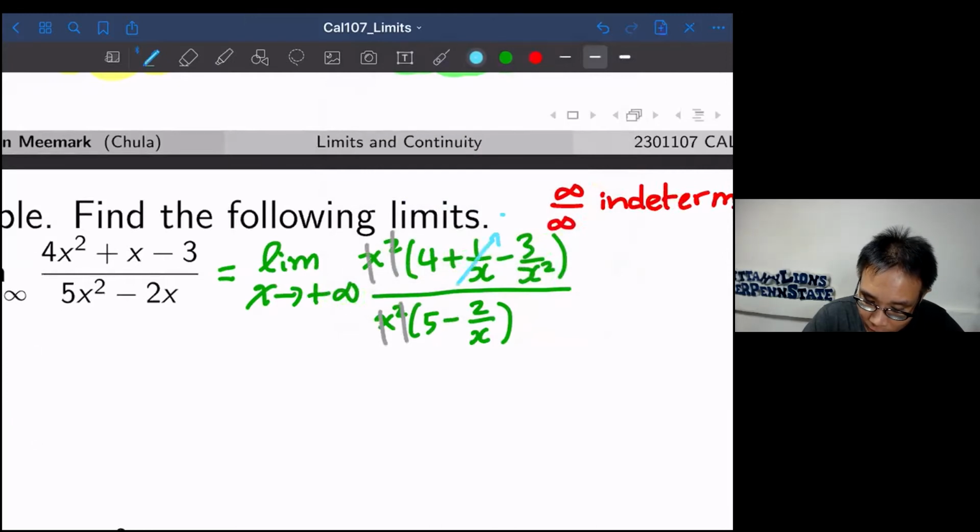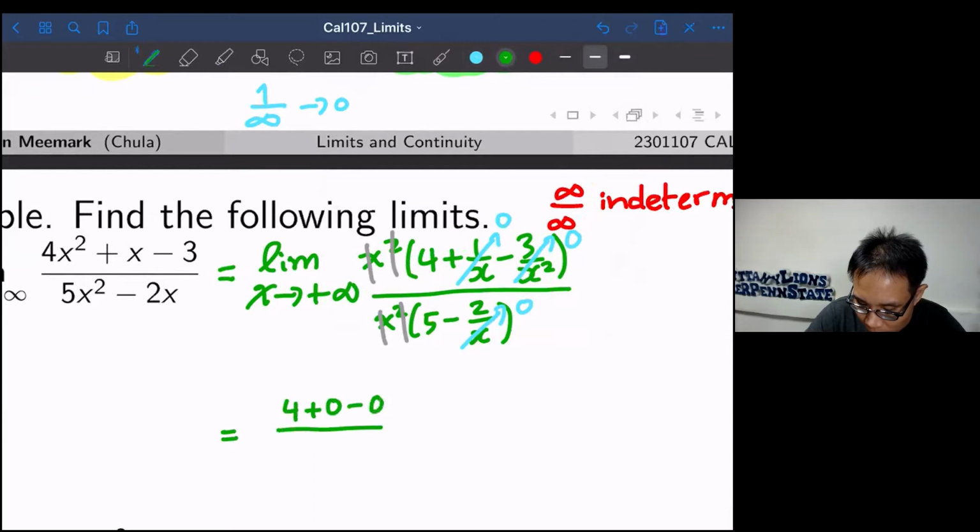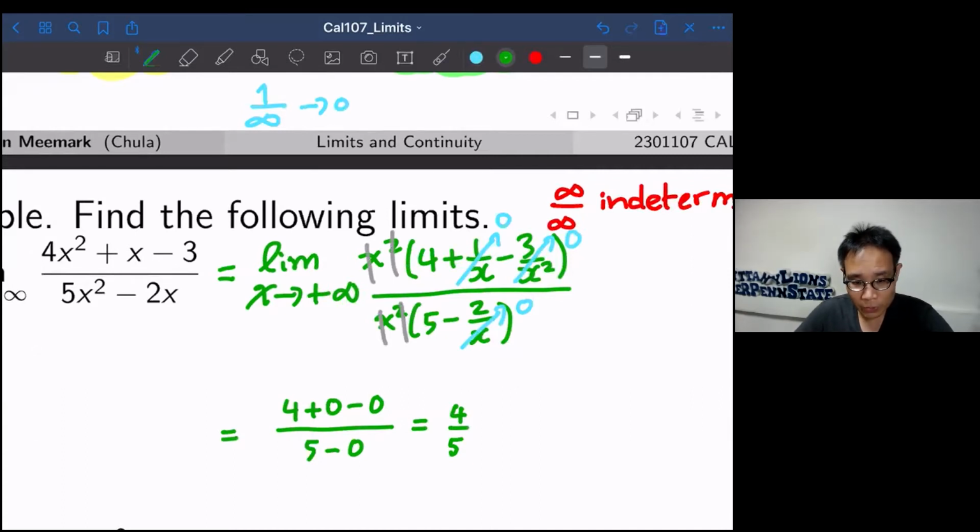This guy will approach 0 because it's 1 over x, and you have 1 over large. So this one is 1 over large, it goes to 0. And you have 3 over large, so this guy is also going to 0, and 2 over x here is going to 0. So in this case, you're going to get 4 plus 0 minus 0 over 5 minus 0, and this will give you 4/5. So this is how we obtain this limit.